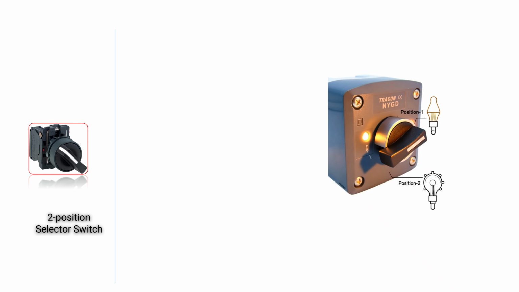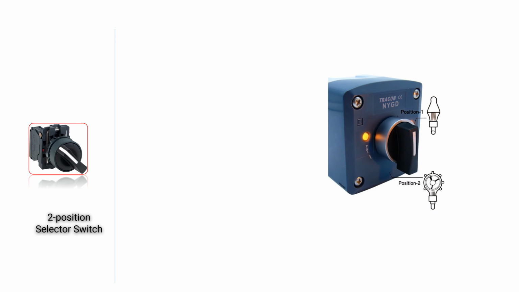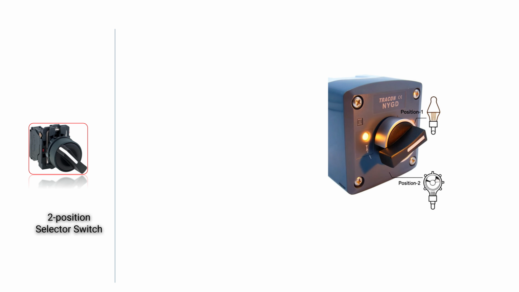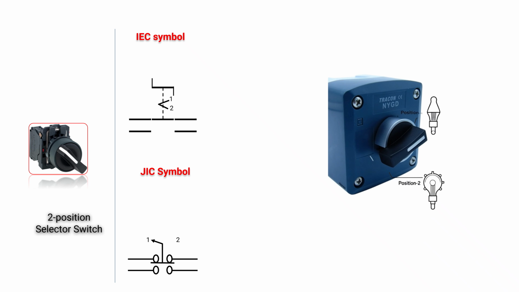Two-position selector switch. The two-position selector switch has, you guessed it, two positions. In one position, it energizes one output, and in the other position, it energizes a different output. For example, position 1, a lamp turns on. Position 2, the lamp turns off, and maybe a motor turns on instead. This switch stays in whichever position you turn it to, unlike the momentary push buttons. The IEC and JIC symbols show the two fixed positions of the selector.